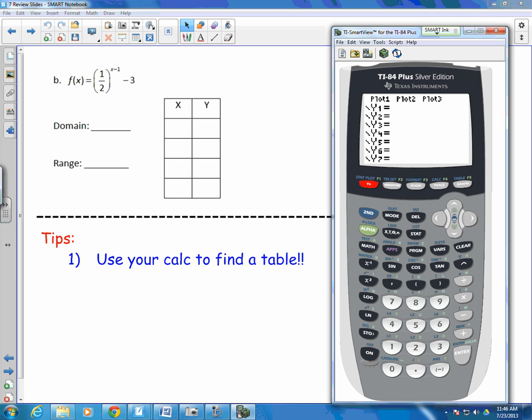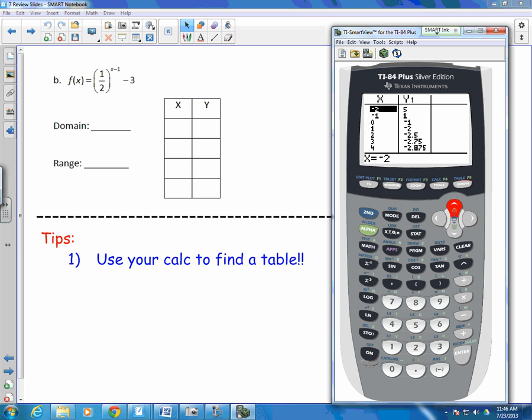So looking at this one, I'm going to type 1/2 to the x minus 1 power. And I really recommend putting that power in parentheses, no matter what kind of calculator you have. If your calculator looks like this, when you type exponents, still put it in parentheses. It's a good habit to have. So I'm going to type that. I'm not even going to graph it. I'm just going to look at my table, and I'm going to see some points, okay?